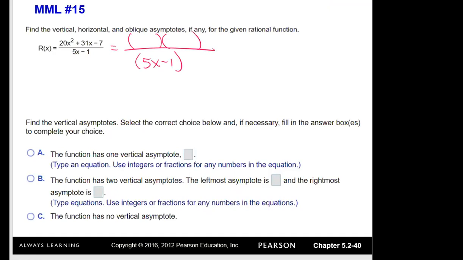Find the verticals. Well, you have to make sure this is in simplified form. Now, I'm going to show you a little trick. The only way that this could be simplified is if I had another 5x minus 1 in the numerator. Now, my numerator is 20x squared plus 31x minus 7.